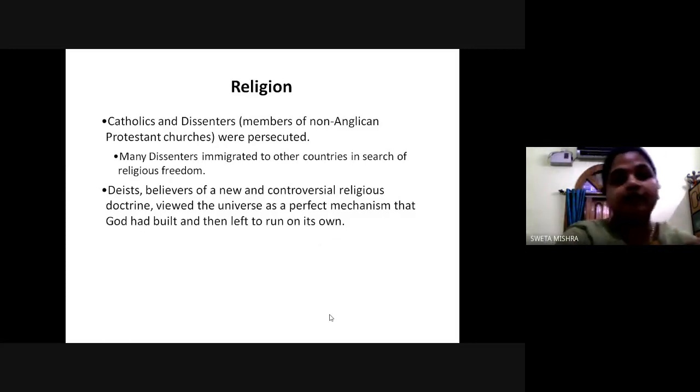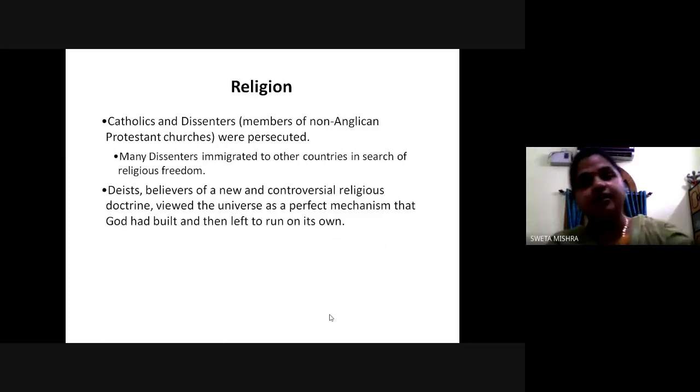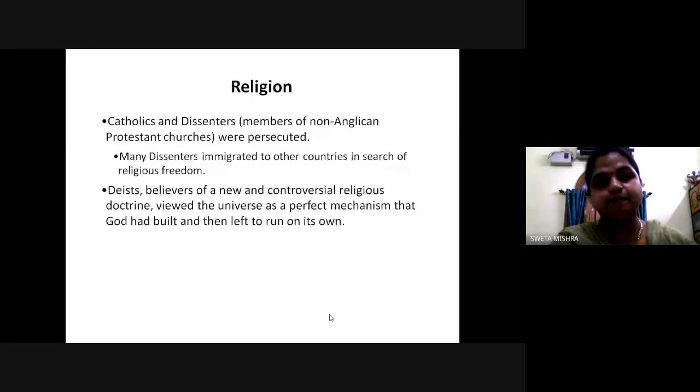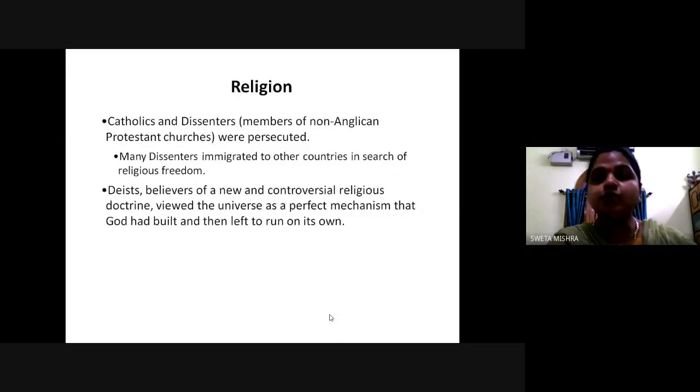That is the one thing. But it changed during this period. There was a transformation in the faith of people. There was a change that occurred during this phase. So Catholics and the dissenters, members of non-Anglican Protestant Church, they were persecuted. They were really harassed, because many dissenters had immigrated to other countries in search of what? In search of religious freedom.